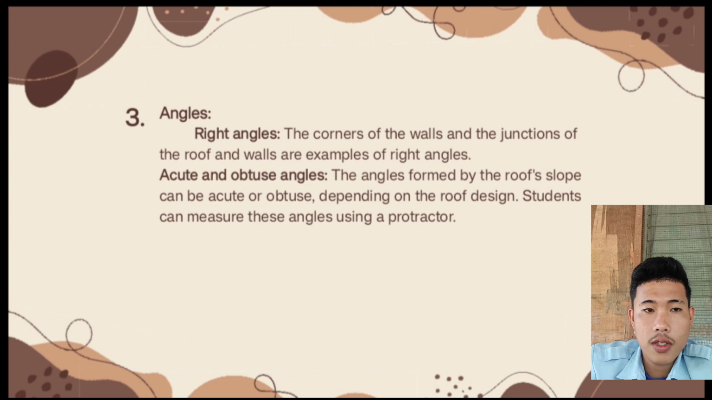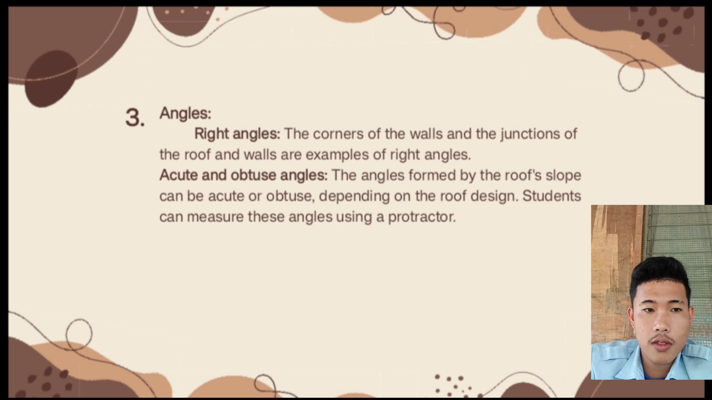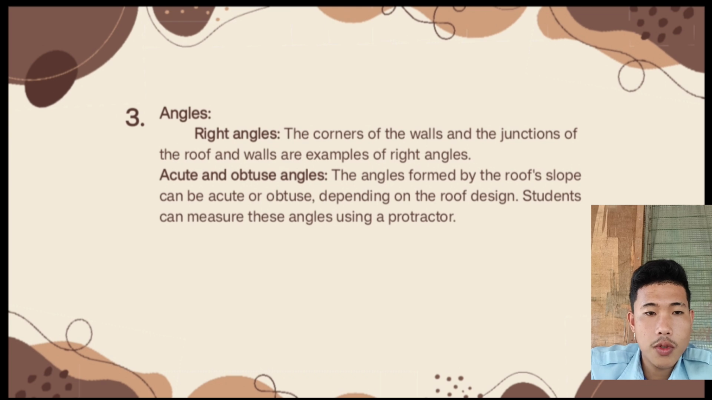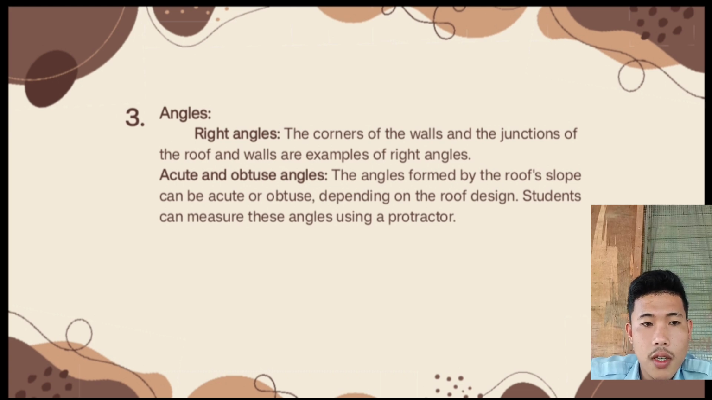The third is angles. Right angles. The corners of the walls and the junctions of the roof and walls are examples of right angles. Acute and obtuse angles. The angles formed by the roof slope can be acute or obtuse, depending on the roof design. Students can measure these angles using a protractor.